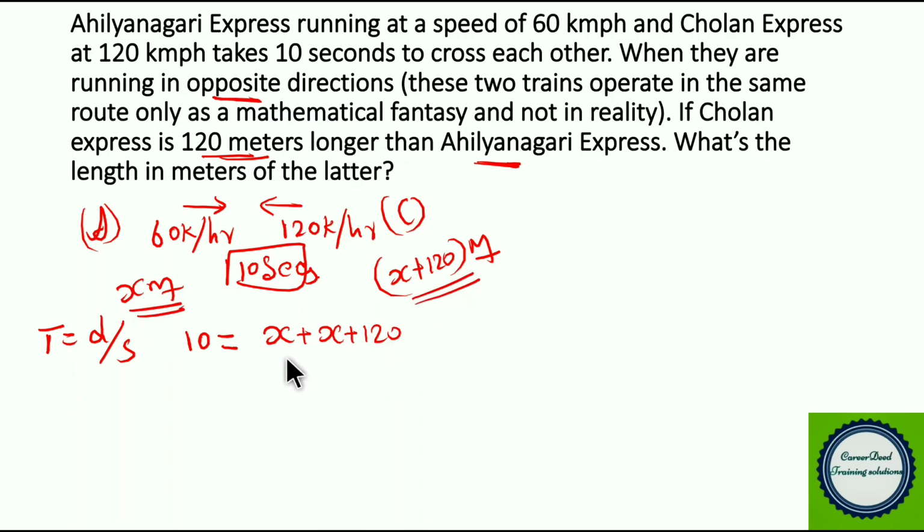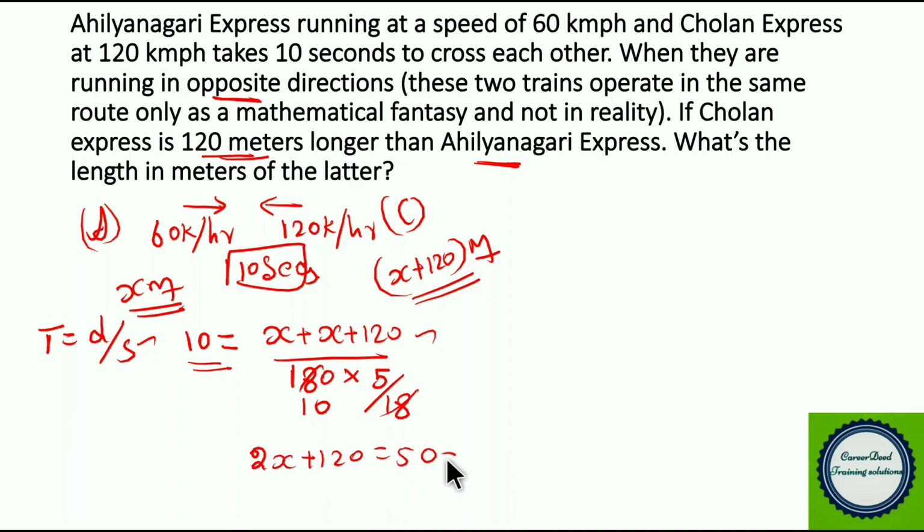So the distance is 2x plus 120. Since both objects are moving in opposite directions, to find the relative speed you have to add the speeds. So 60 plus 120 you get 180 km per hour. Convert this 180 km per hour to meters per second, because you have time in seconds and distance in meters. So multiply by 5 divided by 18, which gives 50 meters per second. So 2x plus 120 equals 500. Solving, 2x equals 380, so the value of x will be 190 meters. So 190 meters is the length of the Ahilyanagiri Express, that is x meters.